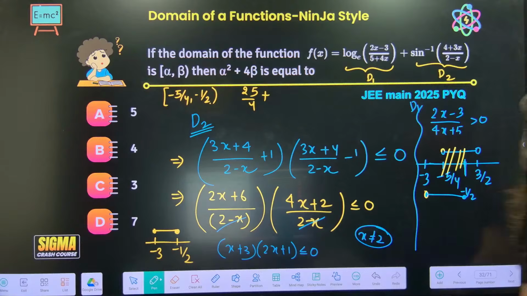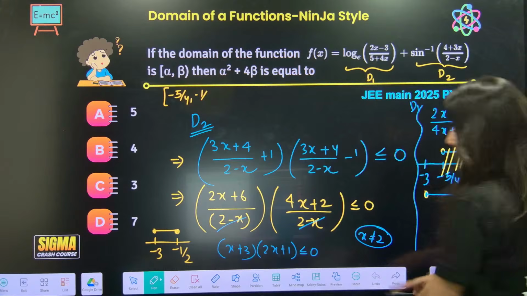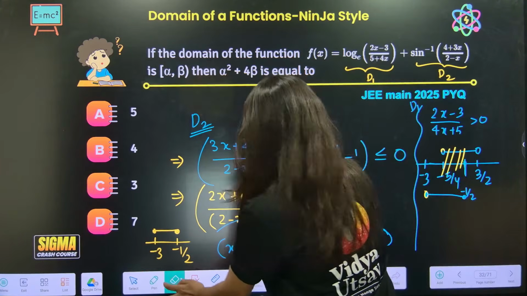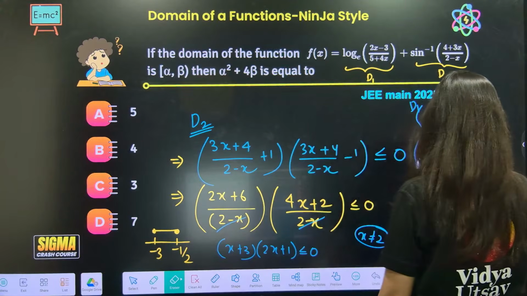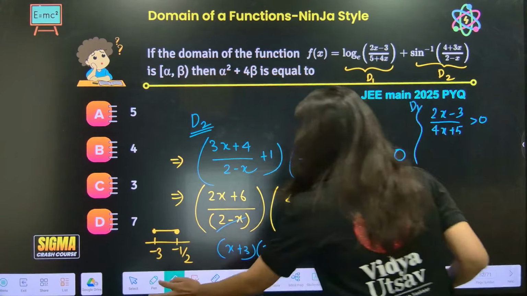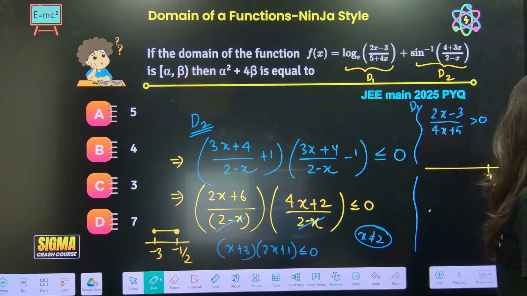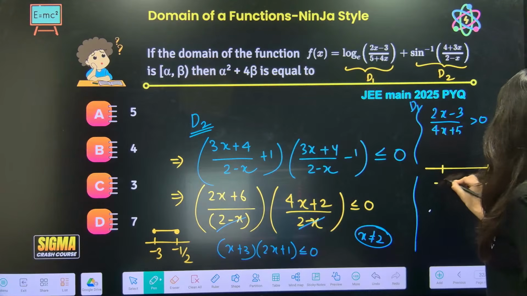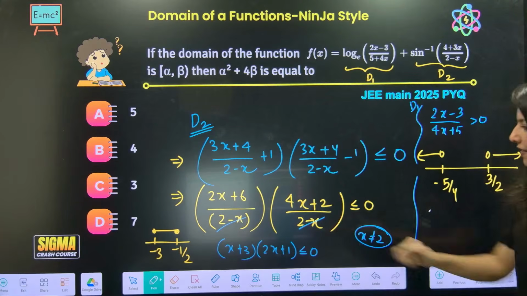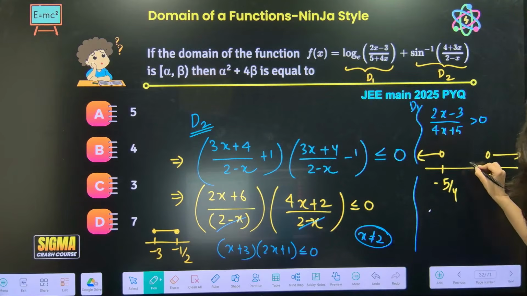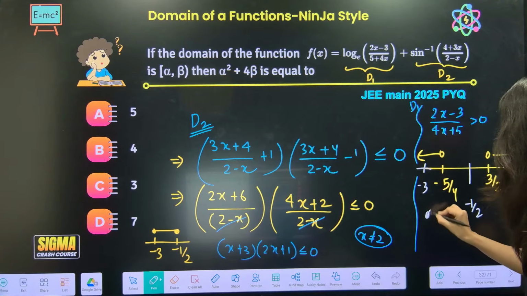Oops. I made a mistake in this equation solving. Hold on. Yes, let me do it one more time. So 3 by 2, minus 5 by 4. So this is how it will look. Positive sign. Now what is this? This is minus 3 to minus half. Minus half will lie over here. Minus 3 will lie over here. And this is how it is.